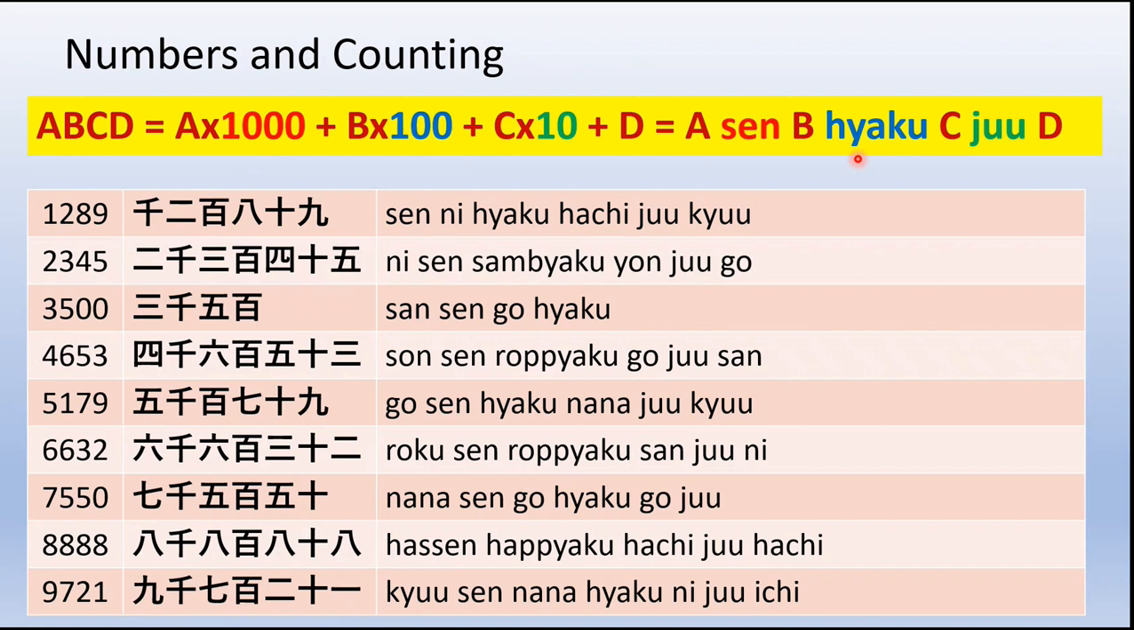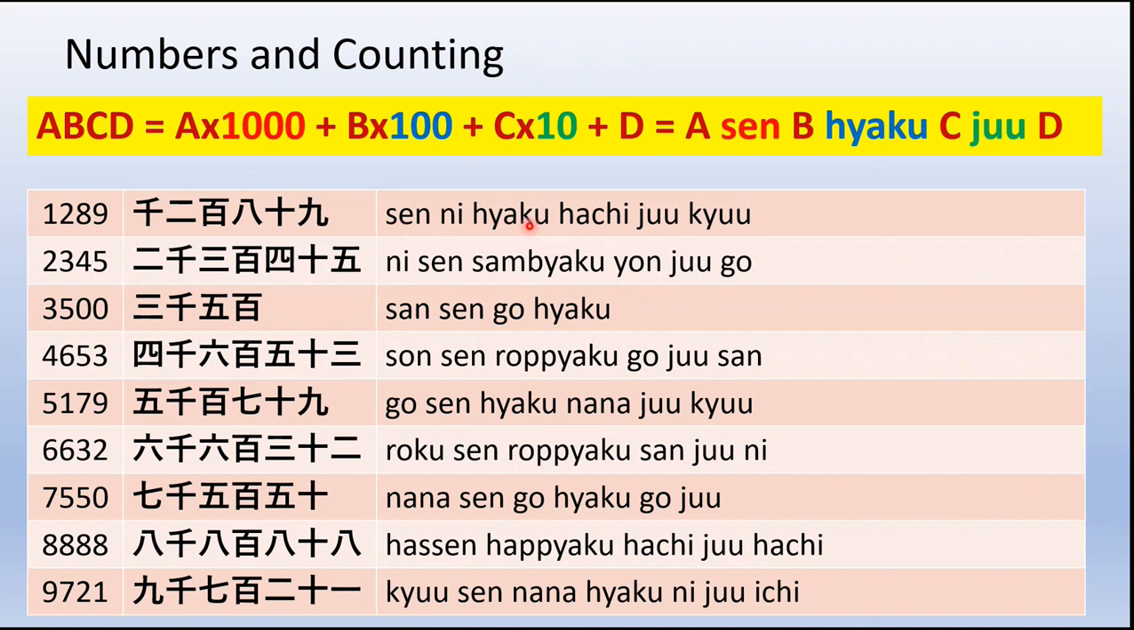These are the examples. 1289 will be written as sen ni hyaku hachiju kyu, or we can call it isen ni hyaku hachiju kyu.